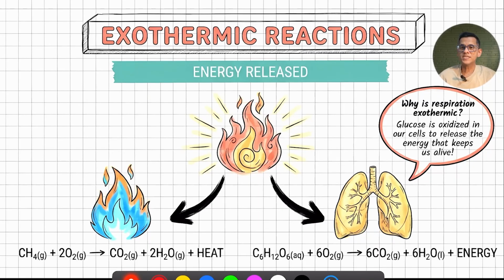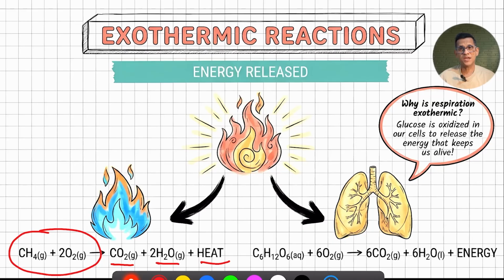Now let's have a look at some of the examples of exothermic reactions. So here you can see I have shown methane being burnt, and burning or combustion is a good example of any exothermic process. So methane, when it burns, produces carbon dioxide, water and heat. So it is a good example of an exothermic reaction.